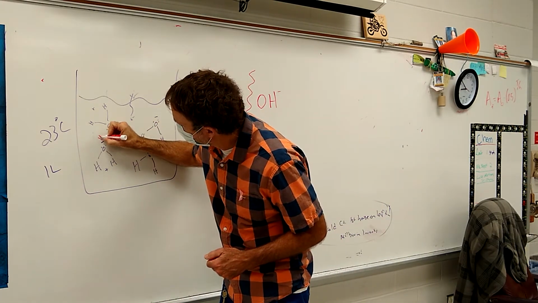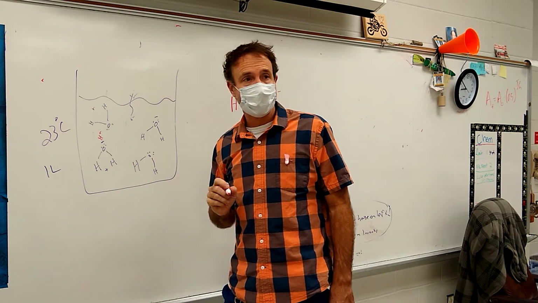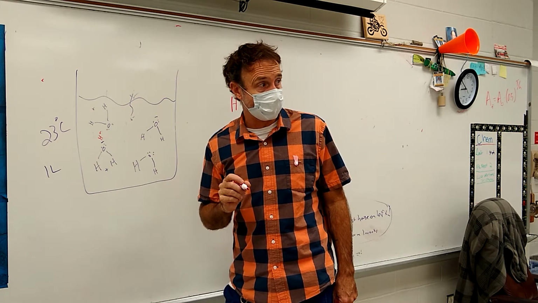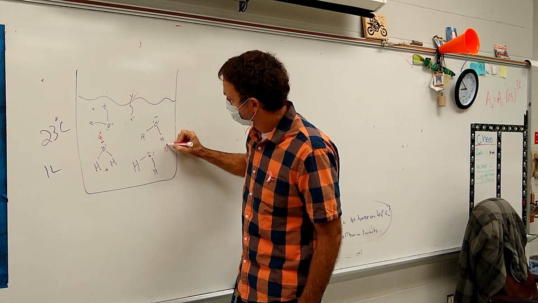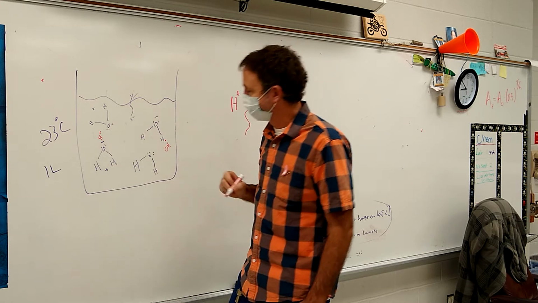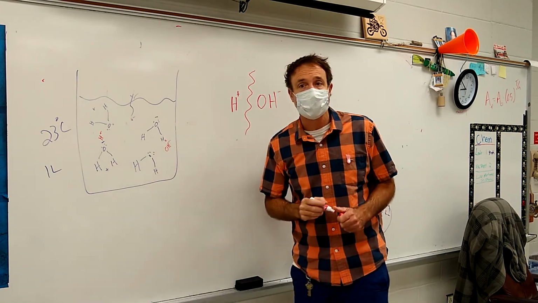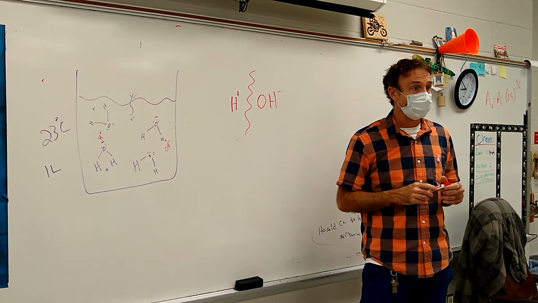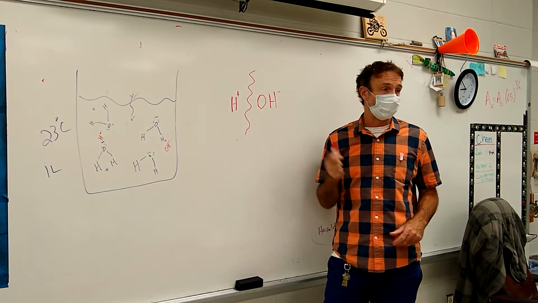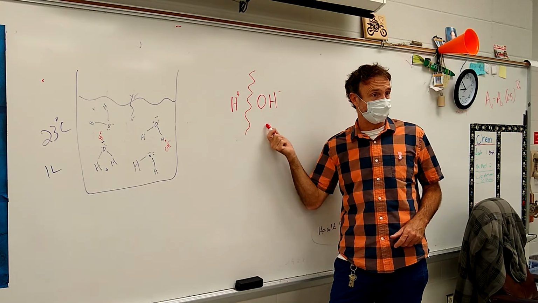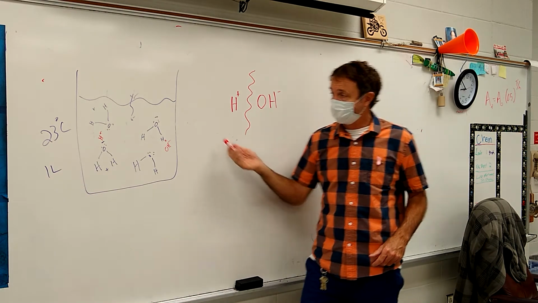The positive H would stick to the oxygen end of another water molecule, and the negative OH would end up sticking to the positive end of the water molecule. Does that make sense? Just like the sodium and the chlorine were ripped apart, the water itself can be ripped apart into a positive and negative ion.